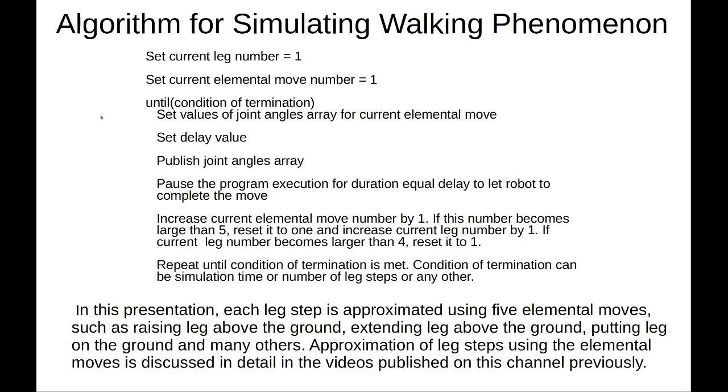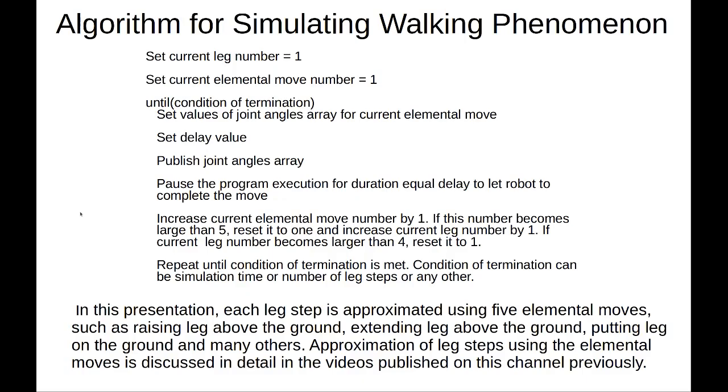Then the programmer needs to set values of the joint angle array for the current elemental move. Then set the delay value. Then publish the joint angle array using the publish statement, which we discussed previously. Then pause the program execution for a duration equal to the delay value to let the robot complete the move. Then increase the current elemental move number by 1.